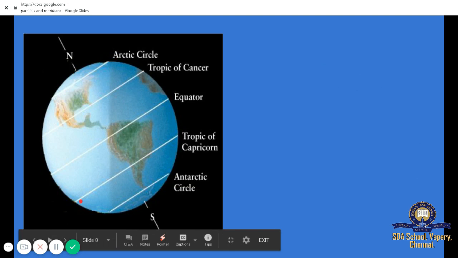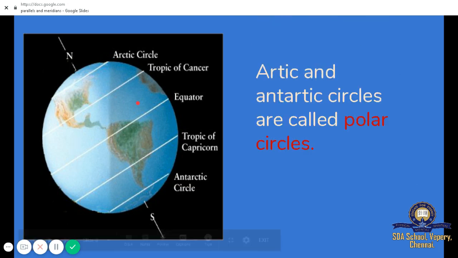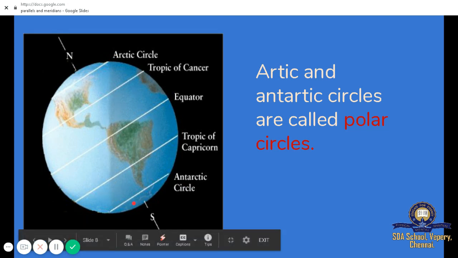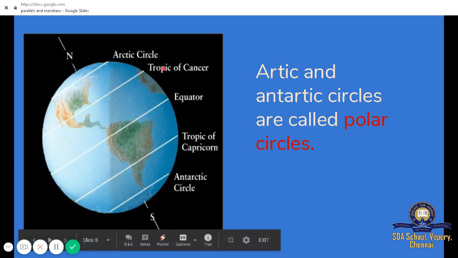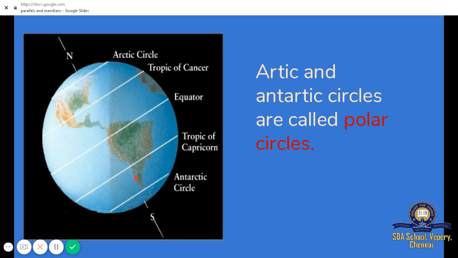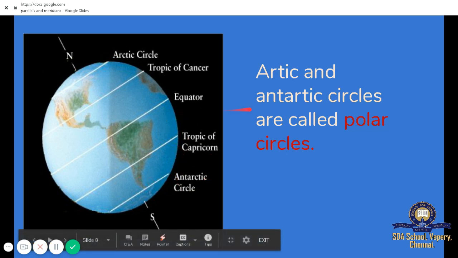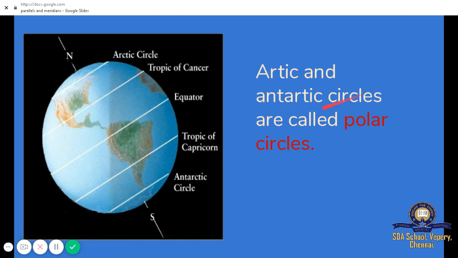Then other than the equator, North Pole and South Pole, there are 4 important parallels. Those are the Arctic Circle, Tropic of Cancer, Tropic of Capricorn, and the Antarctic Circle. The Arctic and Antarctic circles are called polar circles.